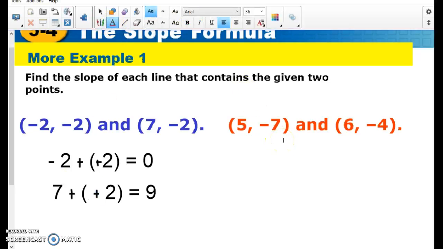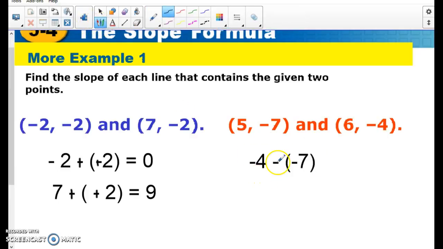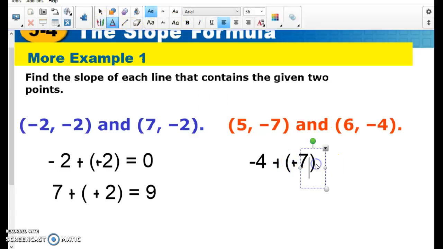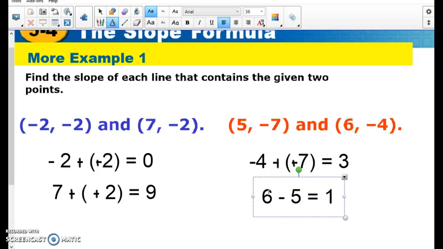Okay, let's do this one in red over here. So I have -4 minus a -7. So again, we see that minus minus, which will turn into a plus. So I'm going to end up with a +3. And then for my x's, I have 6 minus 5, which is going to equal 1. So I have 3 over 1. Okay, so that's how I find my slope when I have two pairs.